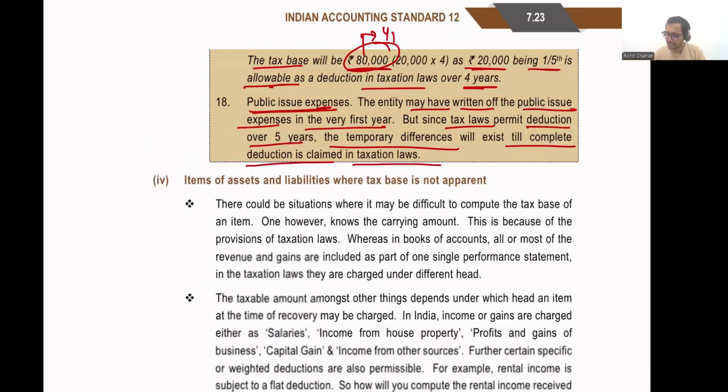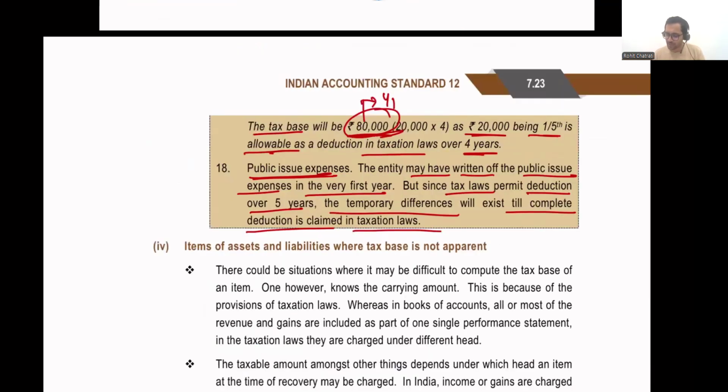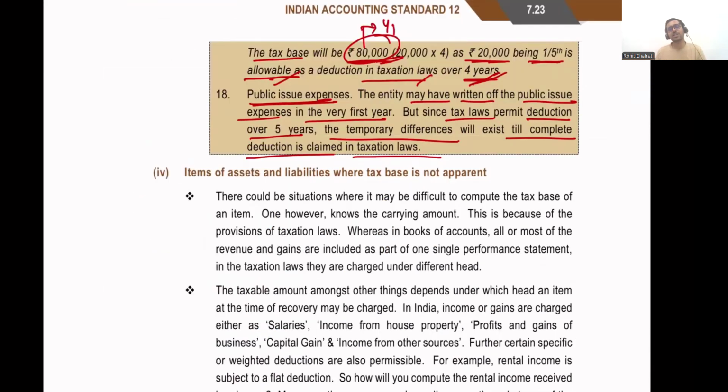The tax base will be 80,000, which is 20,000, being 1/5, allowed as a deduction in tax laws over a period of the next 4 years. All right. So the amount that is going to be allowed as a deduction in future is going to be 80,000, which is equal to the tax base. So with that, we are done understanding example number 17 also using the rule-based approach.